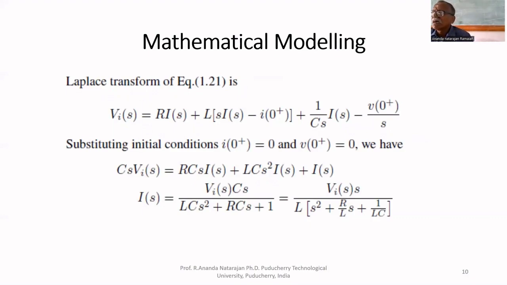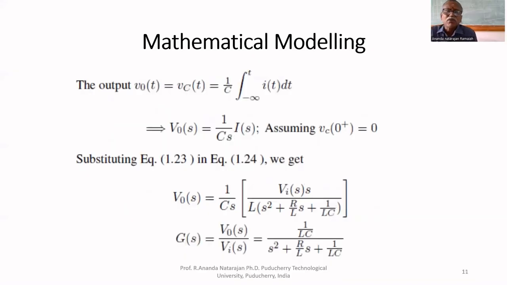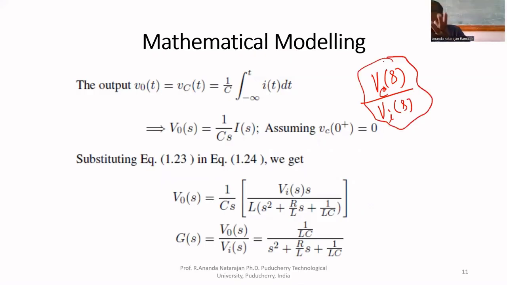Suppose instead of I of t as output, I can assume the voltage across the capacitor as output. I can assume anything as output. In that case, what is the definition for transfer function? The definition for transfer function is the Laplace transform of output, since we are assuming the voltage across the capacitor as output, upon V I of s. If we find this, then it is also a transfer function.